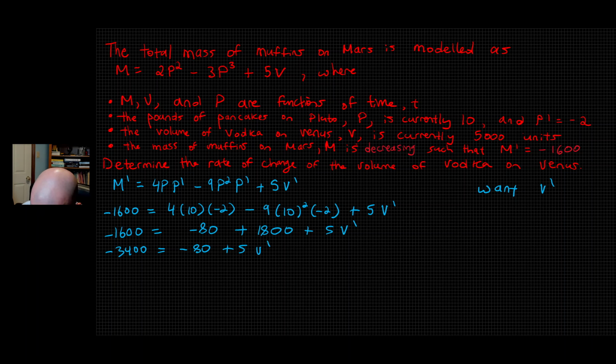I'm going to add 80 to both sides. -3,320 is equal to 5v prime. Then I have to divide both sides by 5, so I'm going to cheat. I'm going to divide both sides by 10 and then multiply by 2. So -332, and then I'm going to multiply that by 2, so 664.